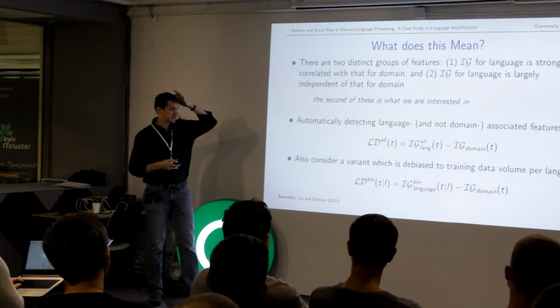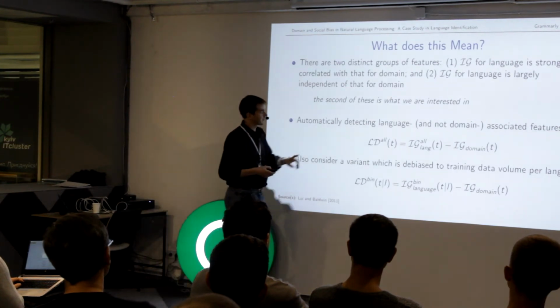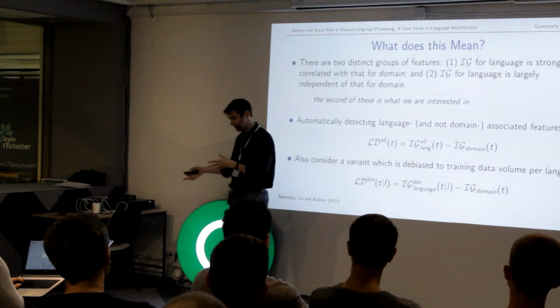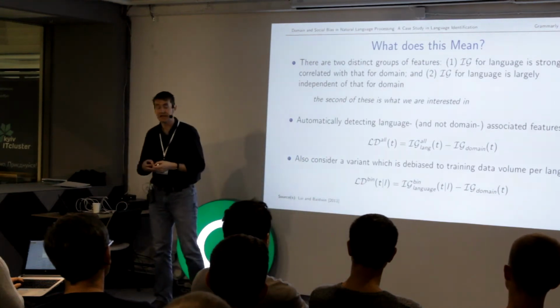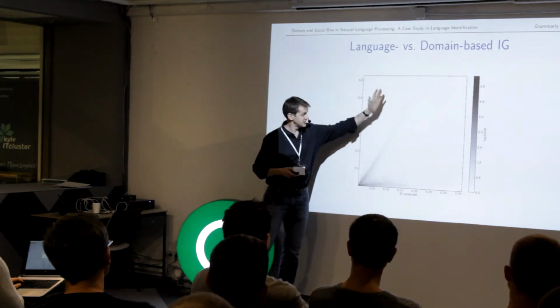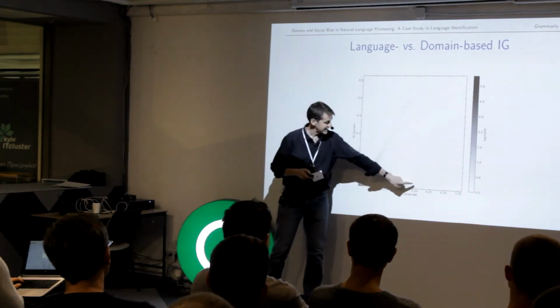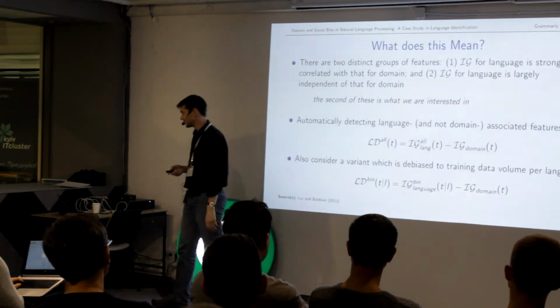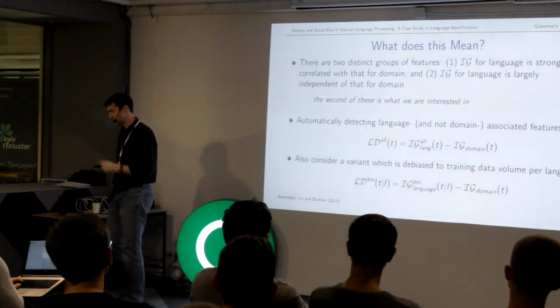One way to do it is just to say, for each feature, let's calculate the information gain across all of our languages and subtract from that the information gain for all of our domains. So if we're up here, it's going to be downweighted considerably. If we're down here, there's not a lot to subtract off, so it's going to be high in the ranking. So that's one way that we could do it.